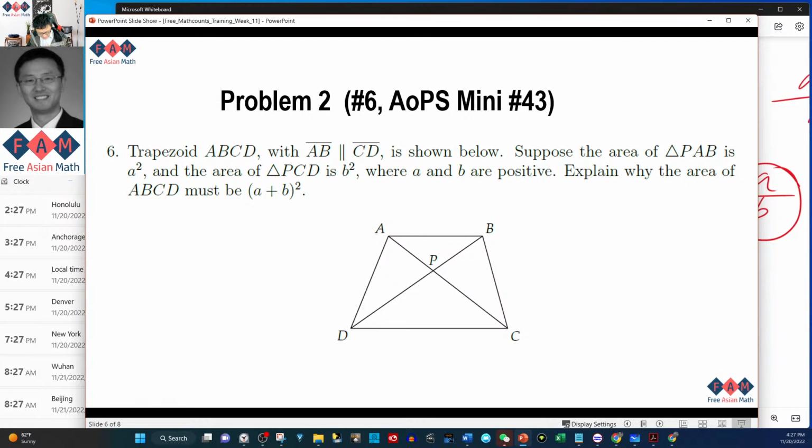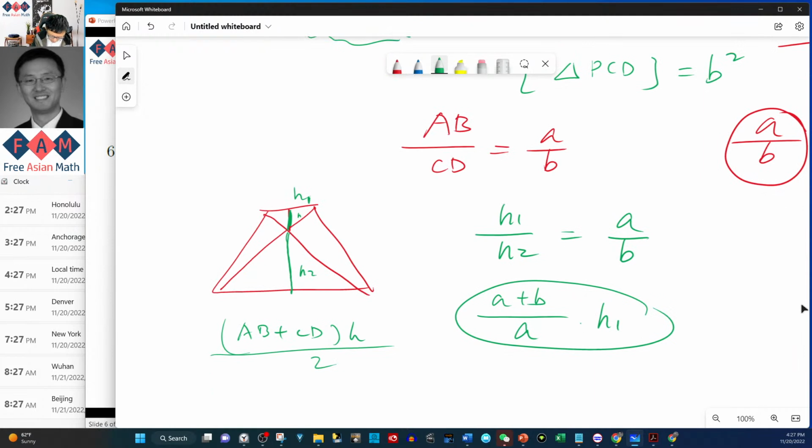But there's another way to do this. Let's just use a similarity proportional reasoning argument. If you look at this, you know the ratio is already A and B, A over B, right? You know the similarity ratios here. And this is very common in terms of doing triangle areas. Let's take a look.